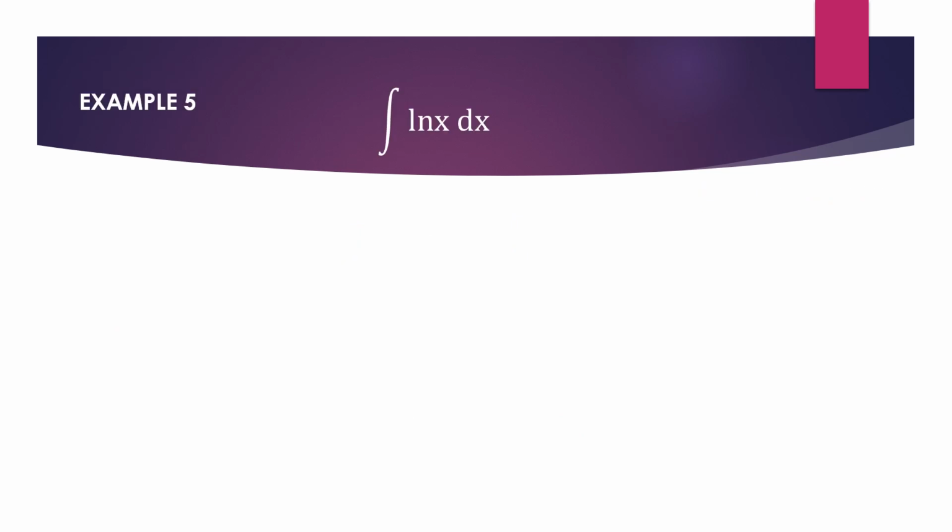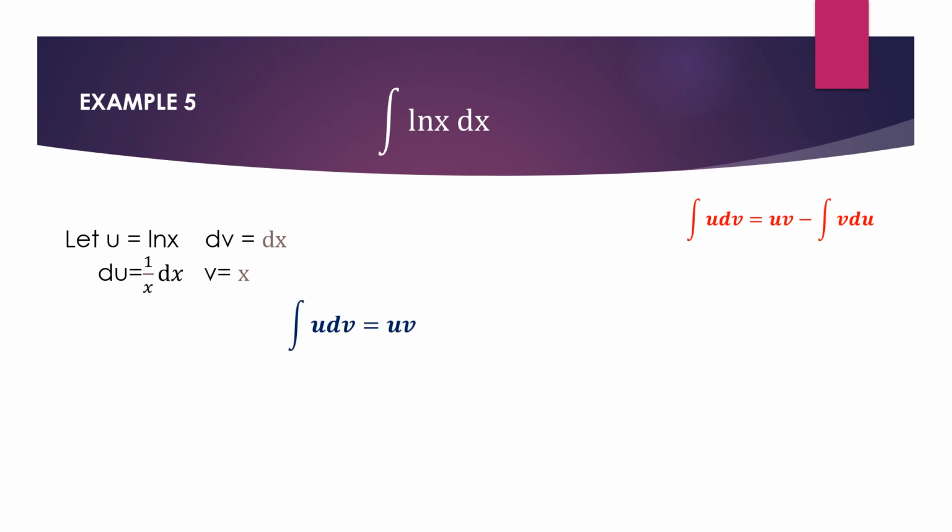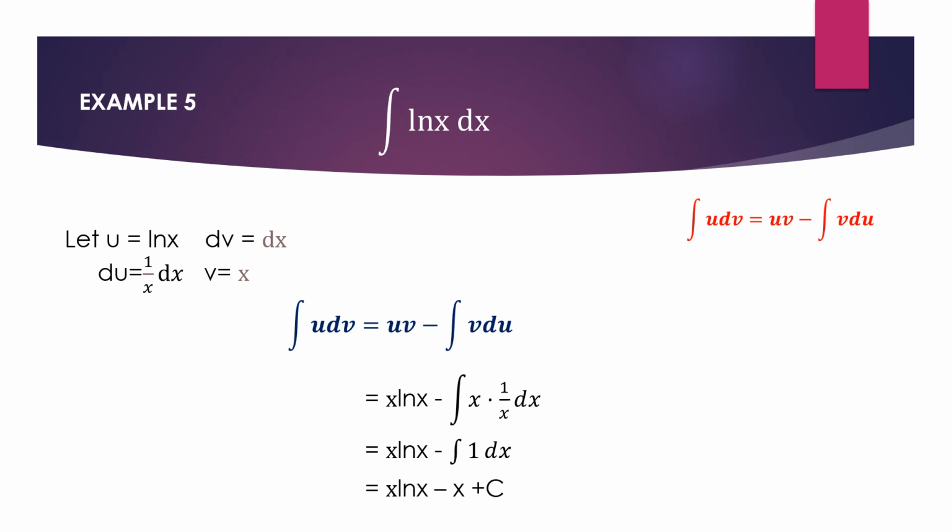Let's see another example. Integral natural log x dx. According to the LIATE rule, natural log x is always the priority of what we set u be. So here we let u equal to natural log x, and very straightforward, the dv is the dx. Then we get du equal to 1 over x dx, v equal to x. Use our formula again, we will get integral natural log x dx is equal to x natural log x minus x plus c.